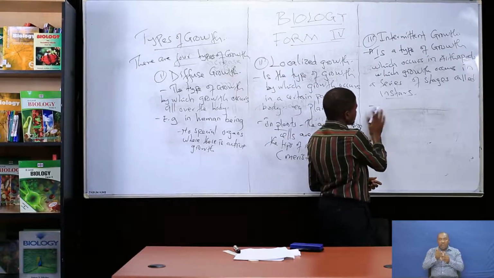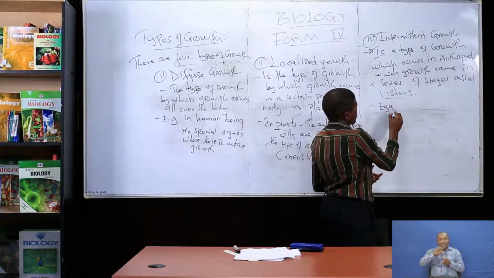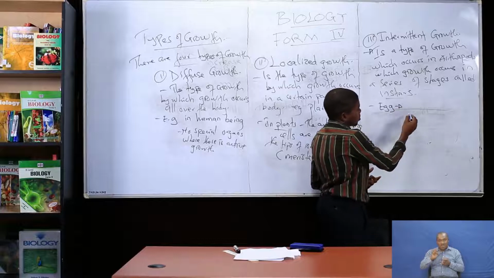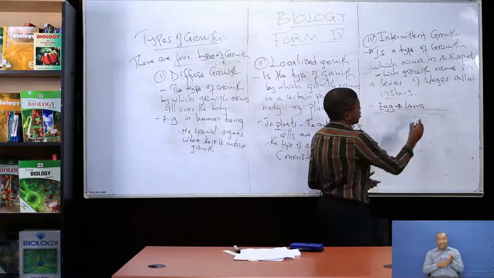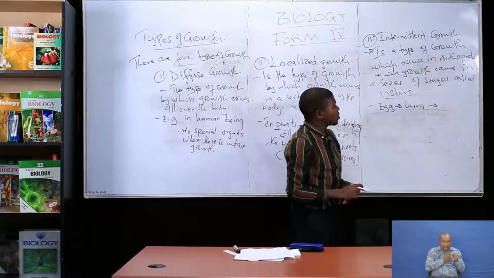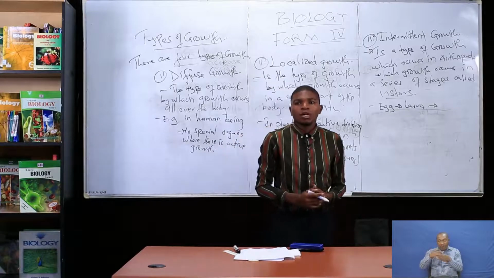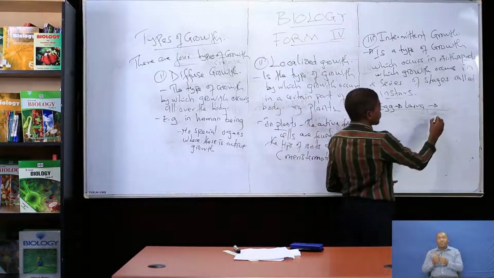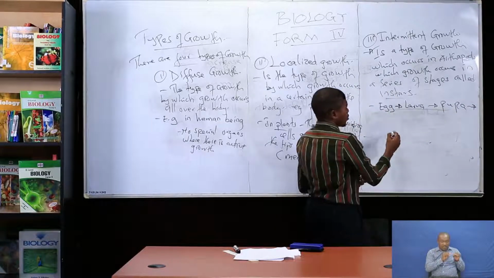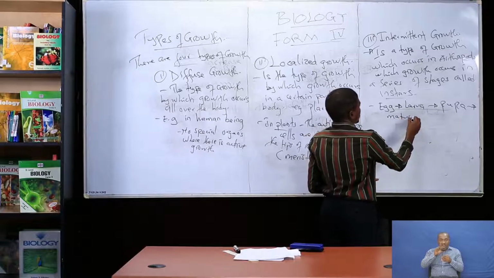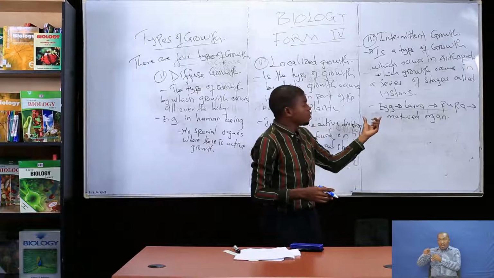For instance, an egg becomes a larva. A larva becomes a pupa, and the pupa becomes a mature organism. So these are the series of stages.